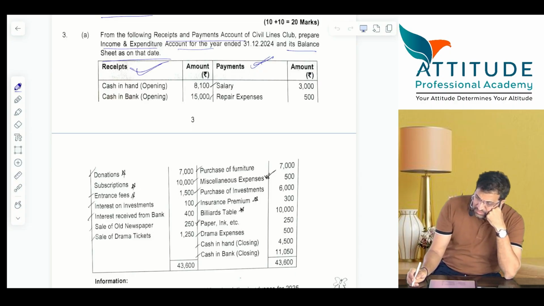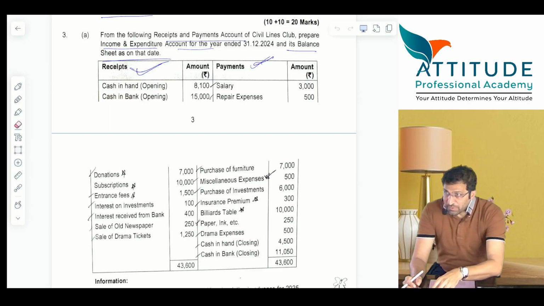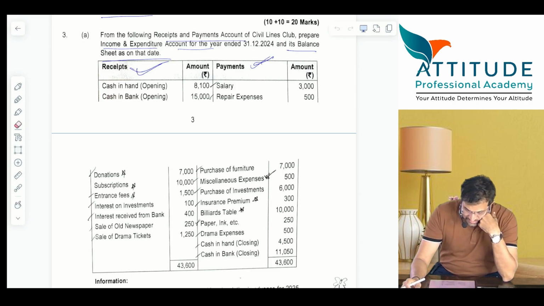First you write there: half a page income and expenditure account, half a page closing balance sheet, next 1/4 of a page opening balance sheet, because opening capital fund is also needed, and whatever working note is required, we'll see that.